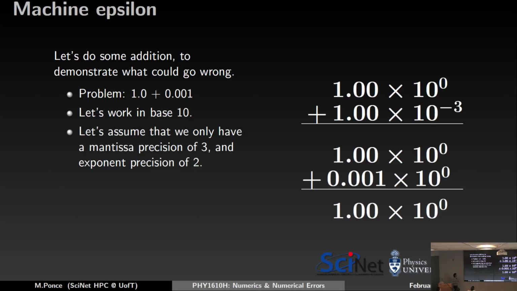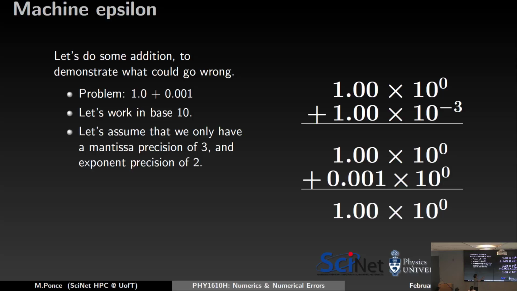Just to explain, this is the same example as before. If I'm adding 1 and then 0.001, 10 to the minus 3 if you wish, you can see that I'm losing one digit in the representation. Let's assume that in this case we had an exponent precision of 2 and a mantissa precision of 3. So I can keep 3 digits, right? So this is a 1, this is 0.001 or 10 to the minus 3.